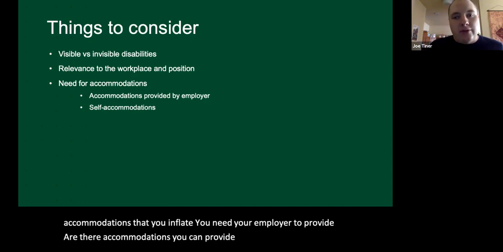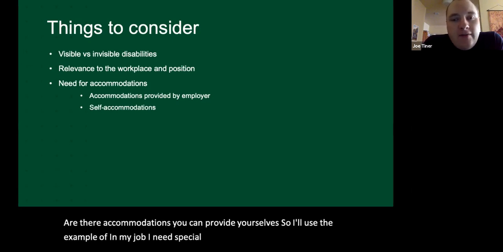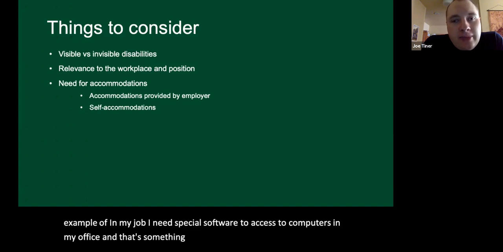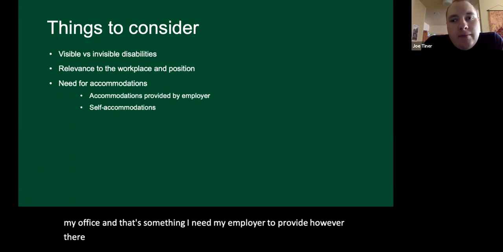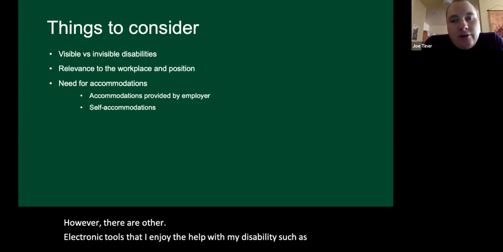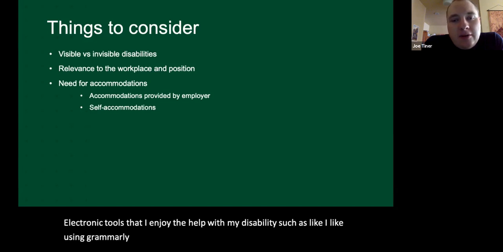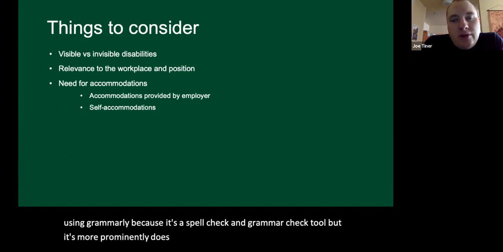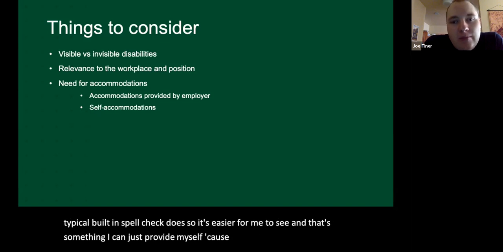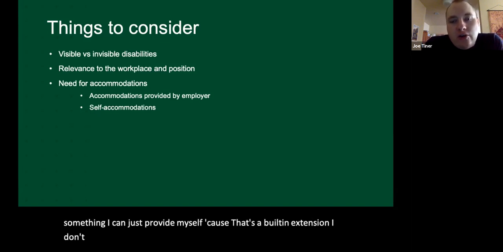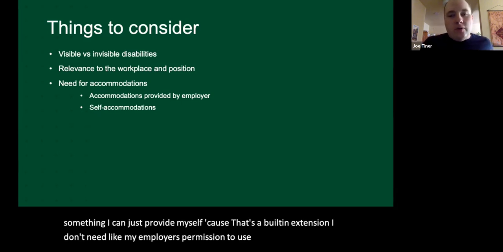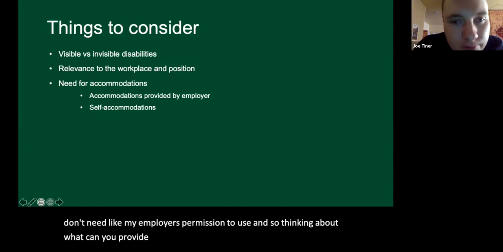So I'll use the example of, in my job, I need special software to access the computers in my office, and that's something I need my employer to provide. However, there are other electronic tools that I enjoy to help with my disability, such as I like using Grammarly because it's a spell check and grammar check tool, but it does more prominent underlining than the typical built-in spell check does, so it's easier for me to see, and that's something I can just provide myself because that's a built-in extension that I don't need my employer's permission to use. And so thinking about what can you provide yourself and what does your employer need to provide for you.